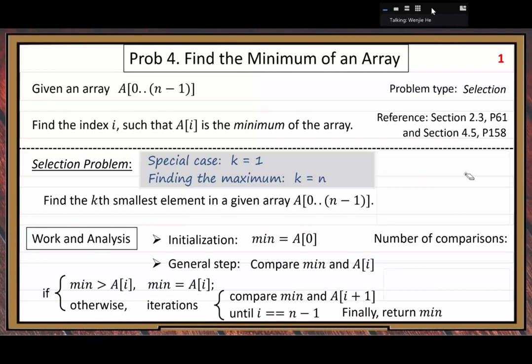Later, we call this comparison our basic operation. So we only count the basic operation. For non-basic operations, we do not count. Okay? All right. The first question: can you tell me how many comparisons we need in this algorithm?